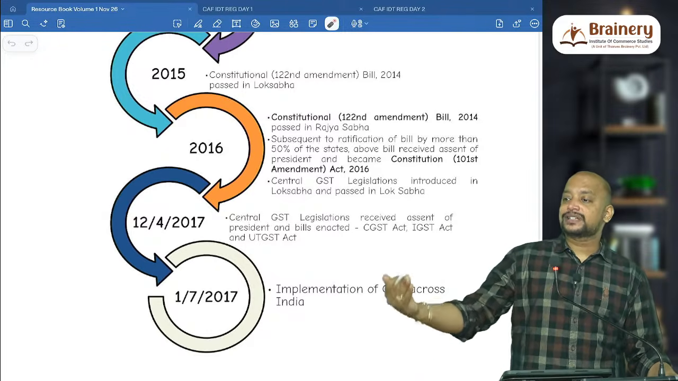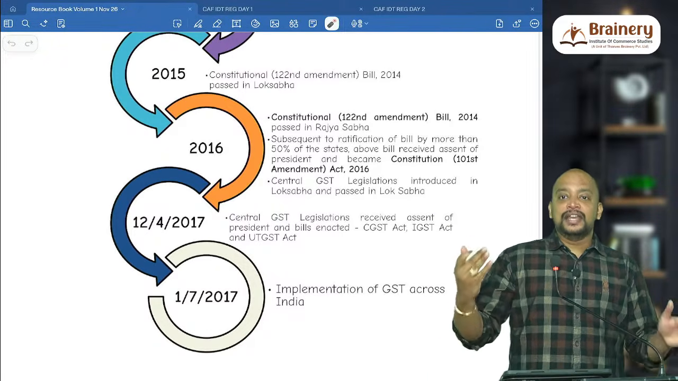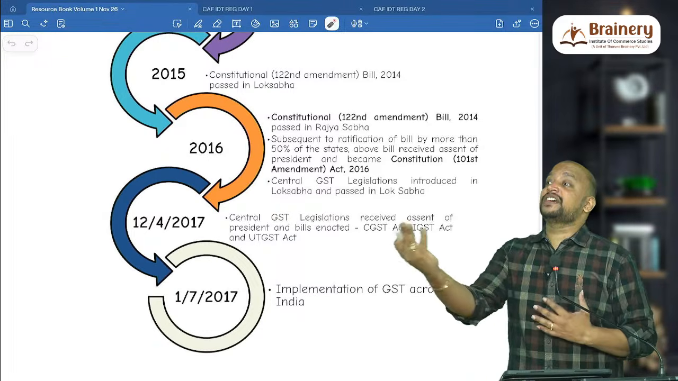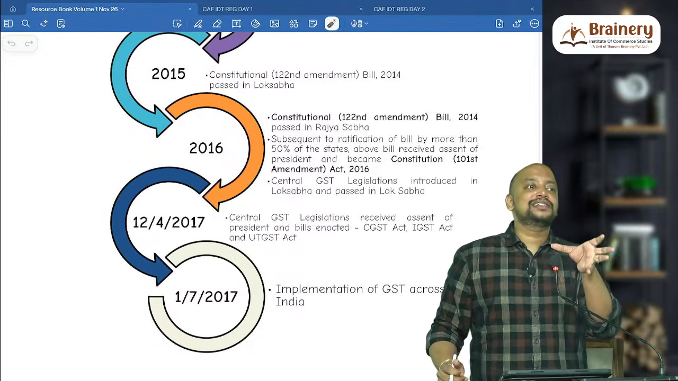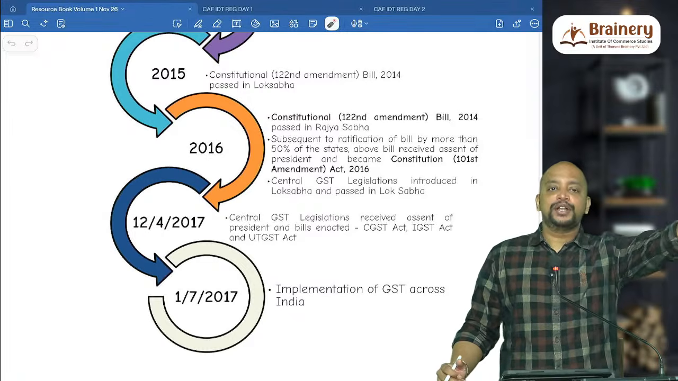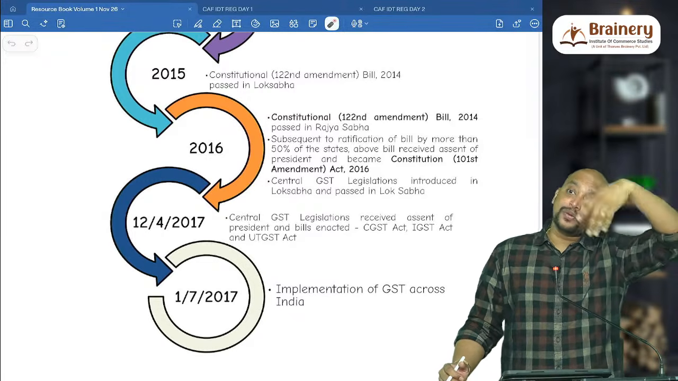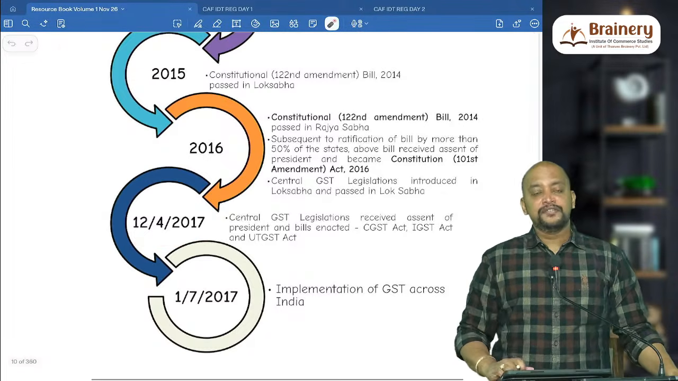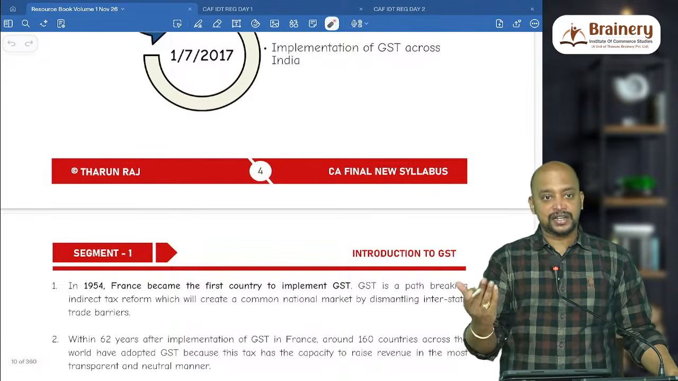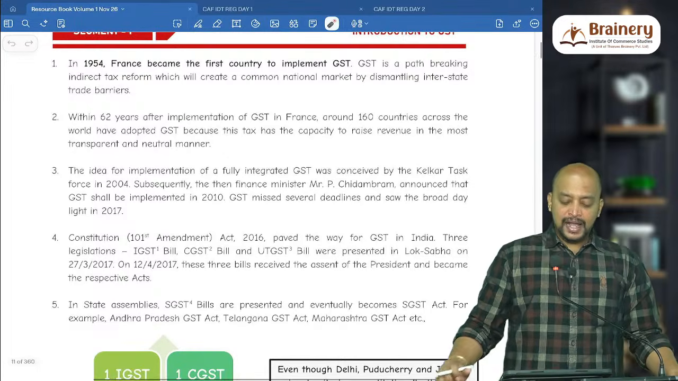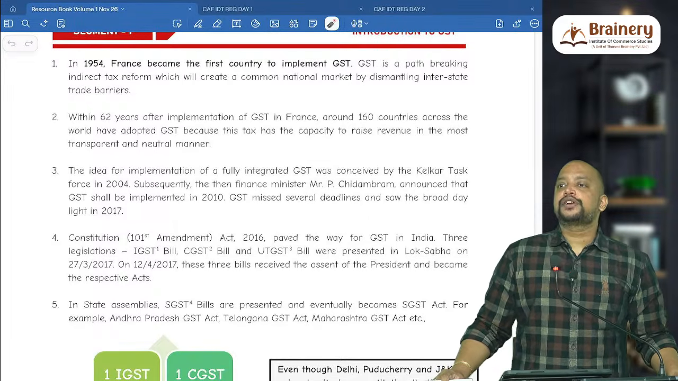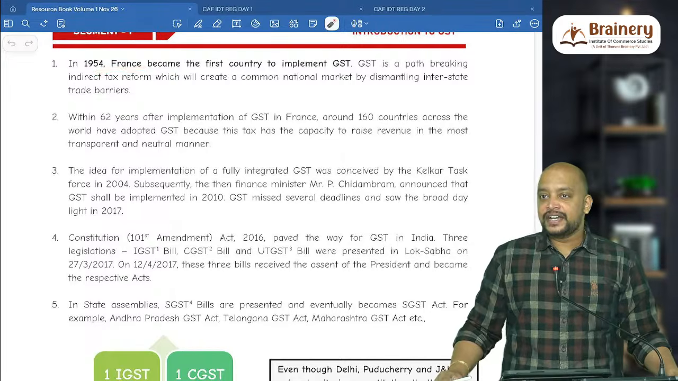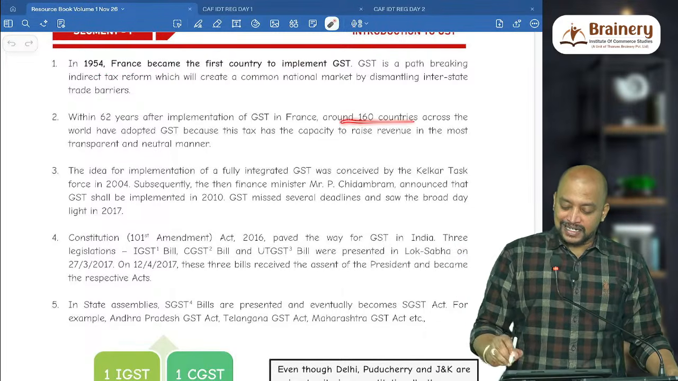After the 2016 Constitution Amendment Act, the GST law came in 2017, because just like that they could not bring the GST law, so Constitution Amendment was required. So Constitution Amendment was in 2016, and then in 2017 the GST law came with effect from 1/7/2017. This already you know. And which is the first country across the globe to implement GST? France. France, not India. After 160 countries we implemented.